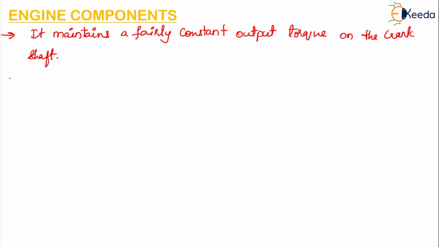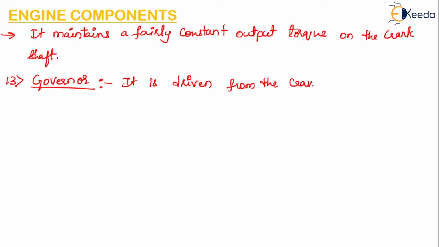The next component is the governor. This is driven from the crankshaft. The function of the governor is to maintain the speed of the engine constant irrespective of the load on the engine.